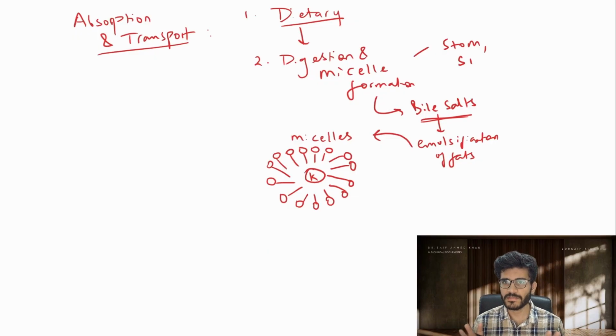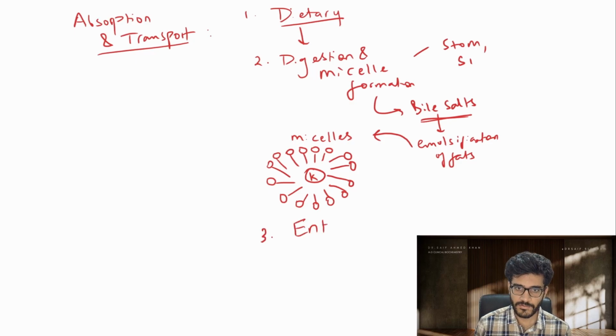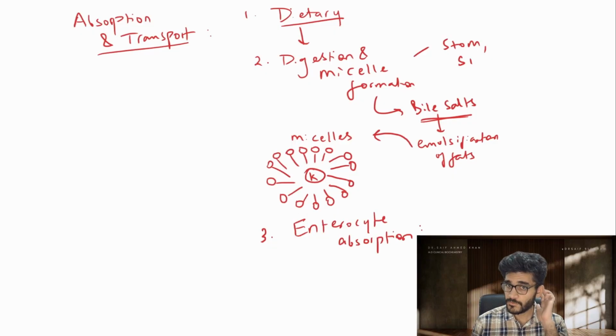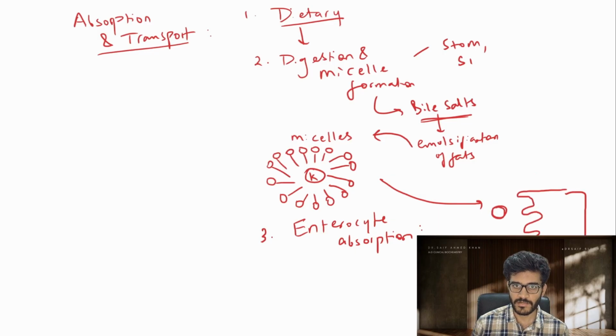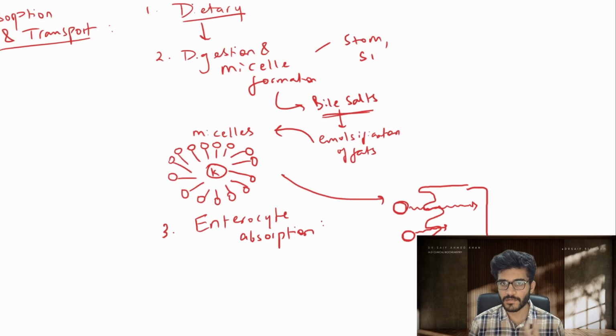This is a common exam scenario, so just keep that in mind. The third step is enterocyte absorption. So now these micelles ferry vitamin K to the brush border of your enterocytes. These micelles reach the enterocytes near the brush border, and vitamin K now can passively diffuse across the enterocyte membrane.